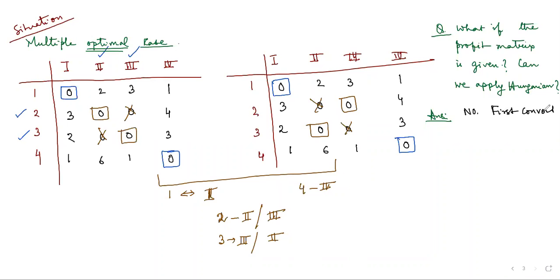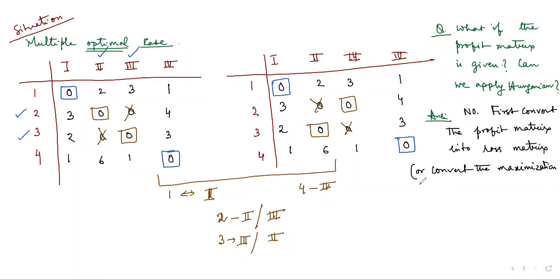First, convert the profit matrix into a loss matrix, or in other words, convert the maximization problem into a minimization problem, and then apply Hungarian.